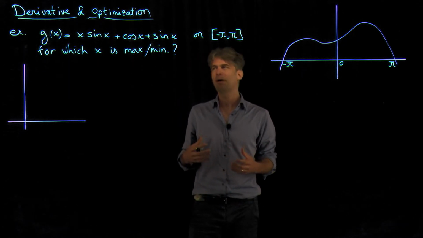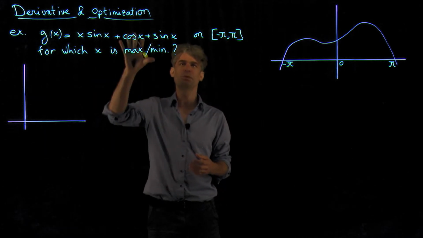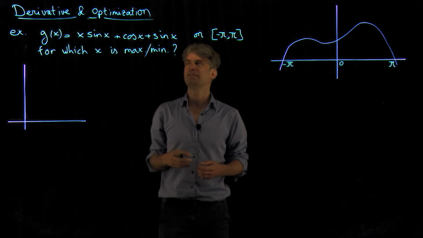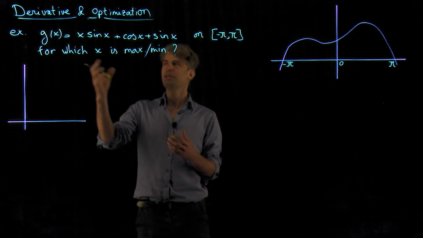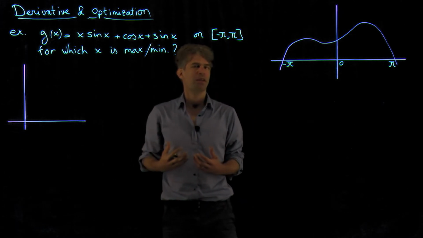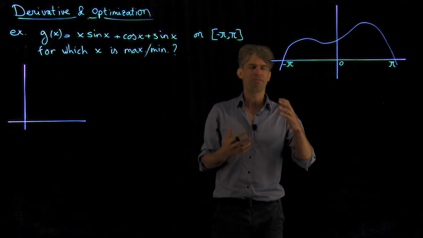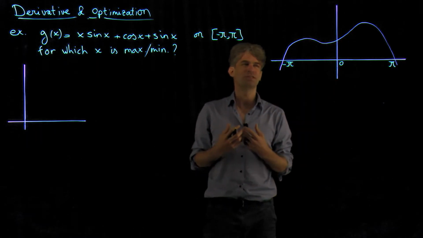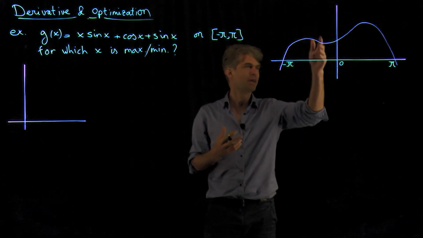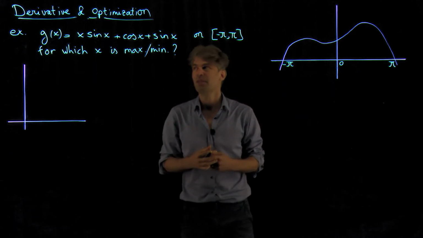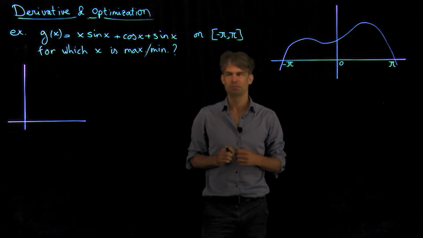So we're going to talk about this in the case of this example. Suppose you have this problem of a function g defined like this, and you'd like to know for which x does this attain a maximum or a minimum. You can have a look at the graph, and this is a rough sketch. From it we can see that there should be some maximum here, minimum there, maximum there, and we'd like to compute this precisely. And that's where the derivative comes in.